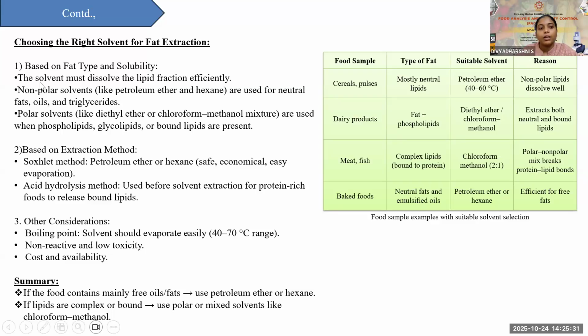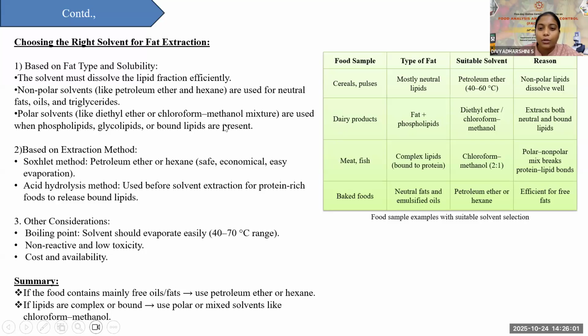So there are three considerations for choosing the right solvent. One is based on the fat type as well as solubility. Another is based on the extraction method. Another is boiling point, reactivity and toxicity, and cost and availability. For example, the first one is based on fat type and solubility. If I'm going with biscuits or cookies, we can go with non-polar solvents because they might contain neutral fats, oils or triglycerides only.